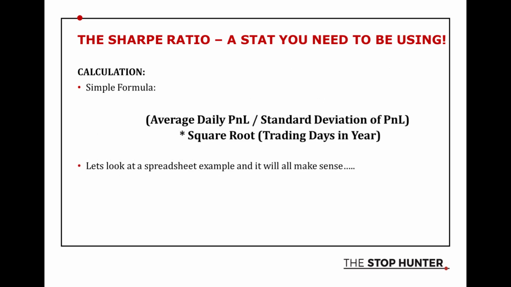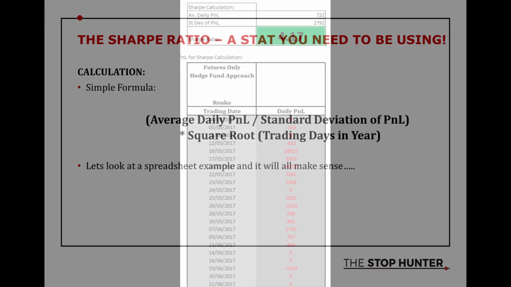Now, here's the formula for the Sharpe ratio as you would use maybe in a spreadsheet, the simple formula for it. It's just the average daily profit and loss divided by the standard deviation of that profit and loss, multiplied by the square root of the trading days in that year. So let's look at a spreadsheet example, and hopefully that will make a lot more sense to you.